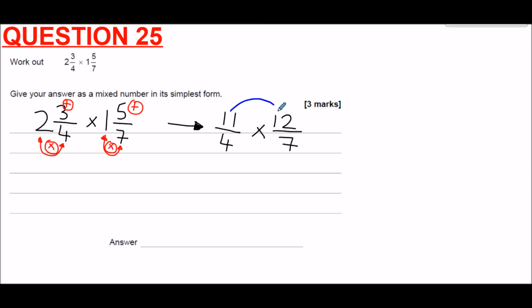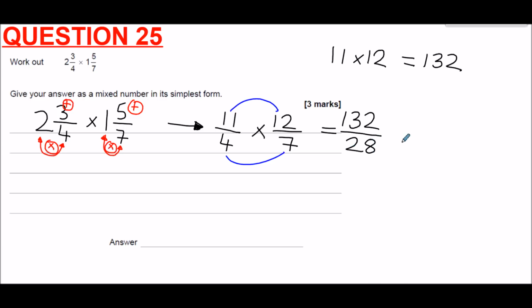Now at this stage, what we can do is just multiply across top times top and bottom times bottom. So what we need to do over here, first of all, is 11 multiplied by 12, whichever way you want to do it. 11 times 12, well 10 times 12 is 120. Add on an extra 12, 120 plus 12, you should get is 132. And so the top number is 132. The bottom number becomes 4 times 7, which is 28.